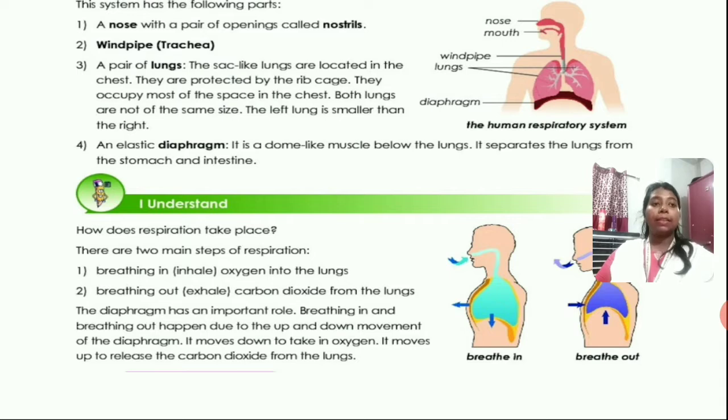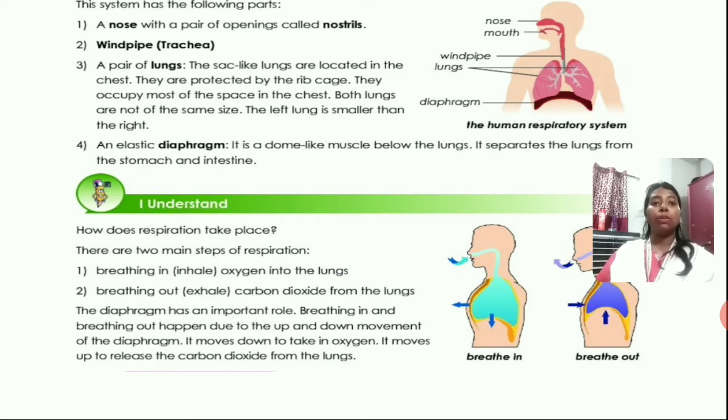Yes, then below the lungs we have the diaphragm, isn't it? And it is a dome-like structure. We have already read it is a dome-like structure, and it helps the lungs to take in the air and give out the air. Yes, taking in of oxygen and giving out of carbon dioxide.